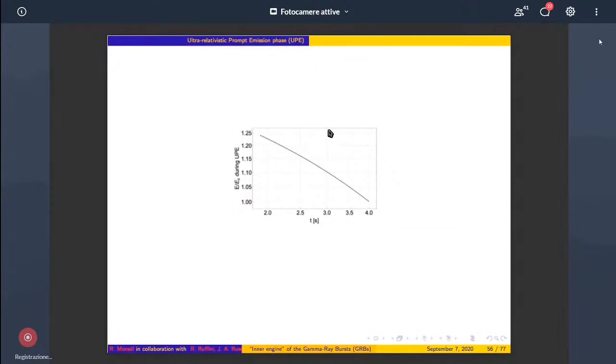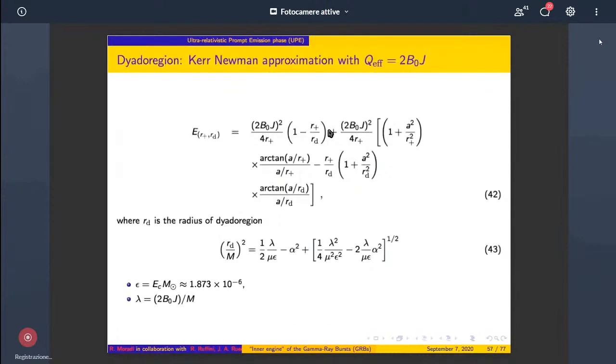So this is, as you can see, our critical field around the UPE phase, and how we calculate the UPE phase, as I told you. Using QFAT like 2B0J, we can consider our inner engine like a Kerr-Newman approximation. So the energy of the Diado region around the black hole can be calculated using this formula. It's not straightforward, but it has been done by, I think, Dufini, Rueda, Cherubini. I forgot to put the reference here.